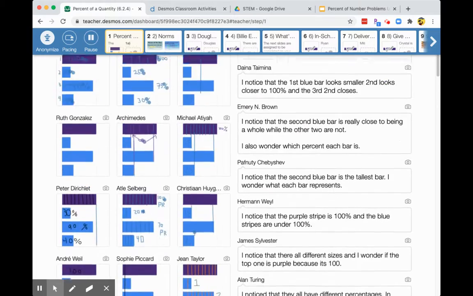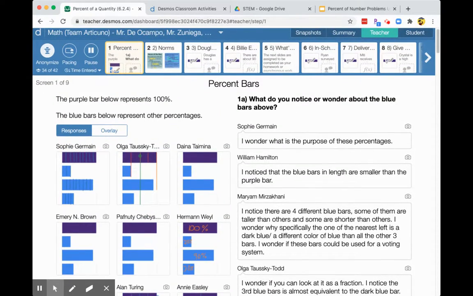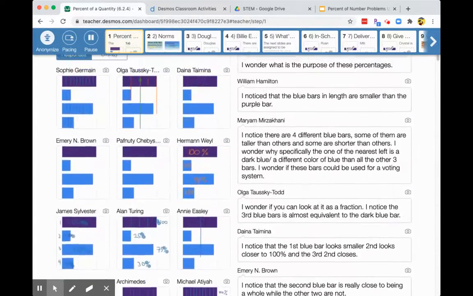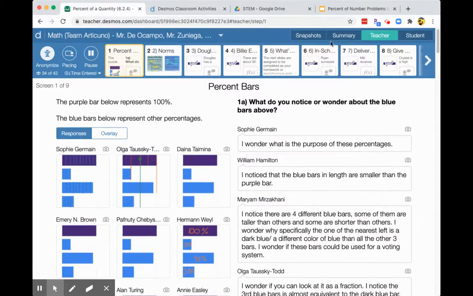Okay. And really, when you're talking about noticing and wonderings, there really is no wrong answer here. You're just giving your best guess. And what do you notice and wonder? And what do you think the answers are for that? So that was number 1 in this task.